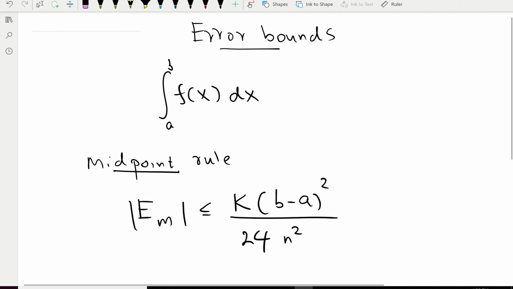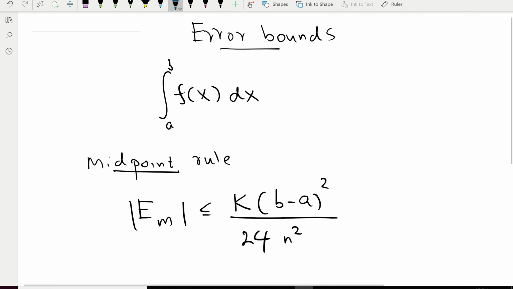But think about this. In real life scenarios, you don't know the actual value of the integral, right? I mean, that is why we use approximate integration methods, because most of the integrals you cannot solve using regular integration techniques. That is why you use approximate integration methods. If you know the actual value of the integral, then you don't need to use approximate integration methods, right? So to find the error, you don't know the actual value. So actually you don't have a way to find the error as well.